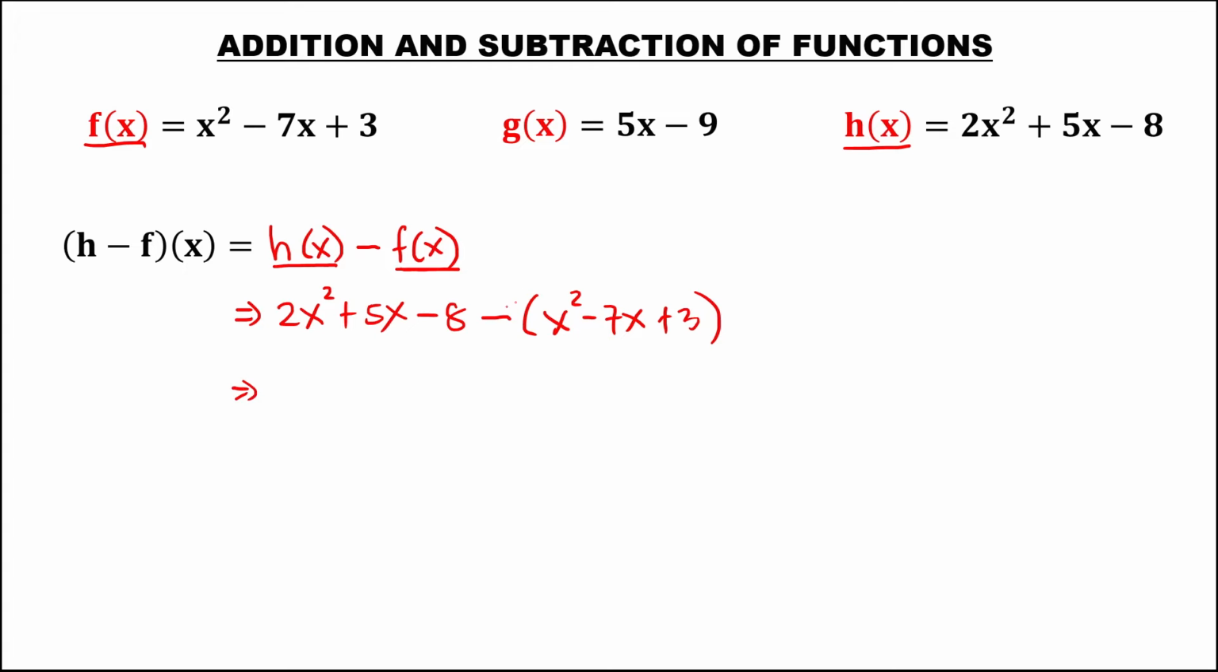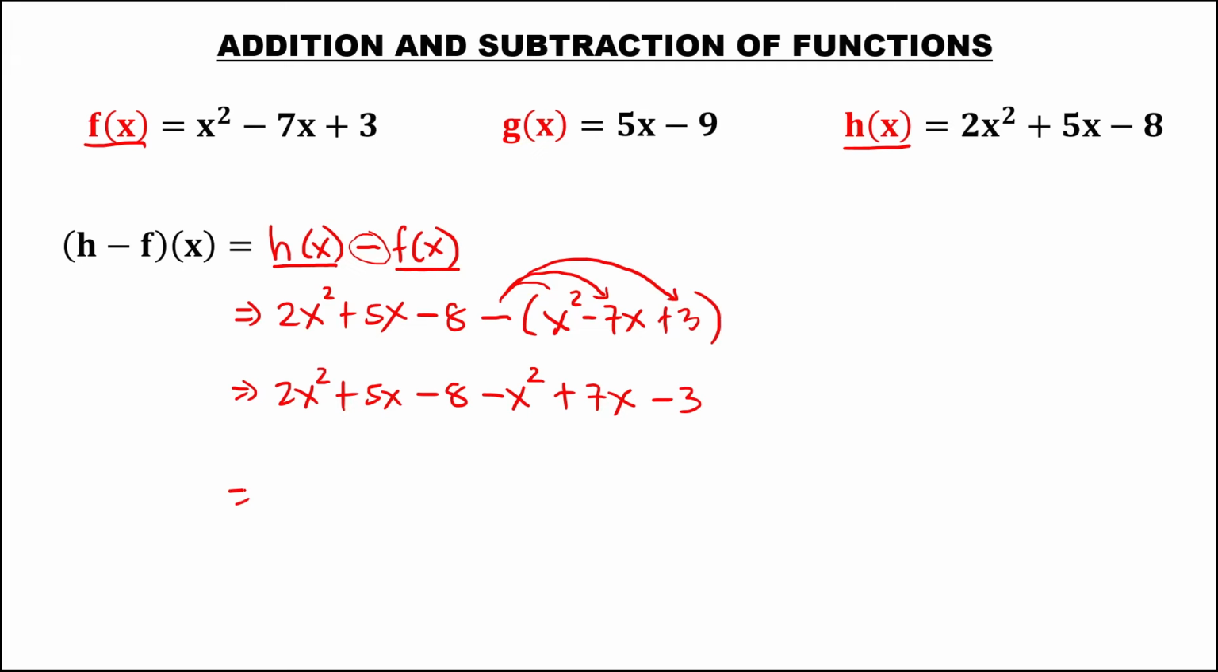Then we need to distribute this negative. So just bring down this 2x squared plus 5x minus 8. So again, distribute this negative. That's why you need to put the second function inside the parentheses. So this positive x squared becomes negative x squared, then negative times negative, so this becomes positive 7x, and negative times positive, so this becomes negative 3.